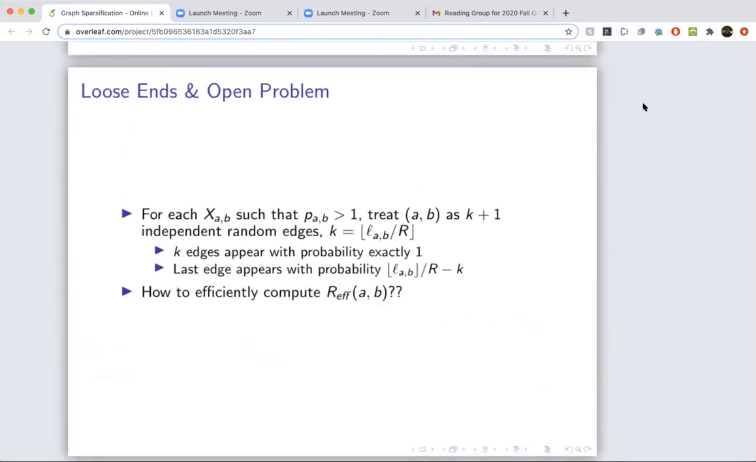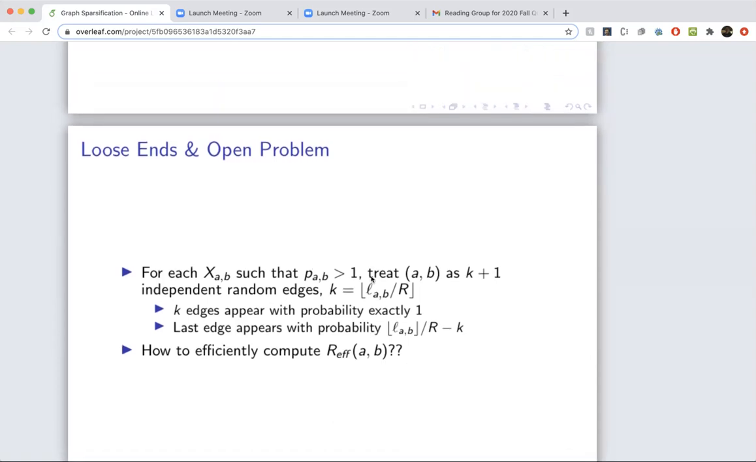So these are the loose ends, and the open problem is that, I don't need to cover this again, but it's basically what Professor Sun had said earlier, which is that when you have a probability that's bigger than one, you can just essentially add multiple edges between nodes A and B. This is just a formal definition of that. You keep on adding edges with probability one until you get to some fractional value. And then you choose to include the edge between A and B with that fractional probability as well.